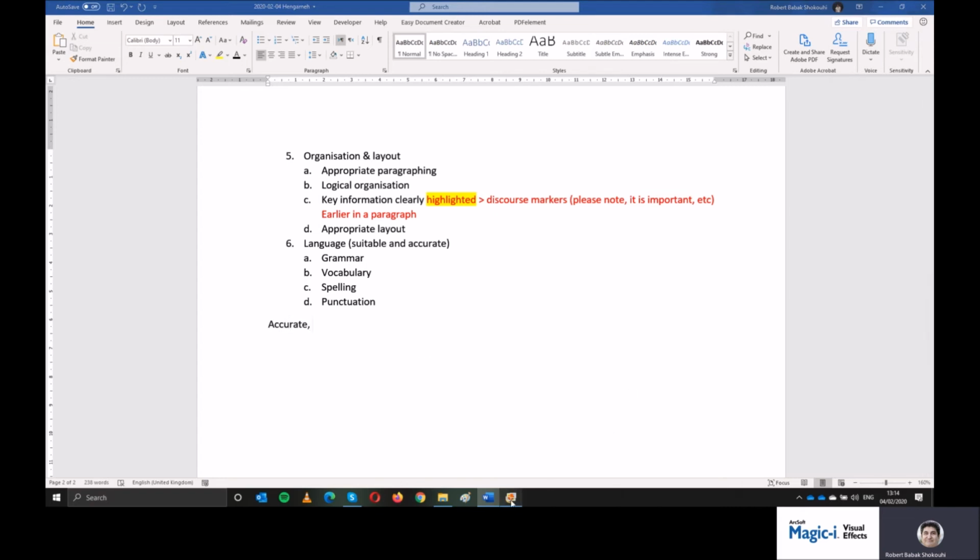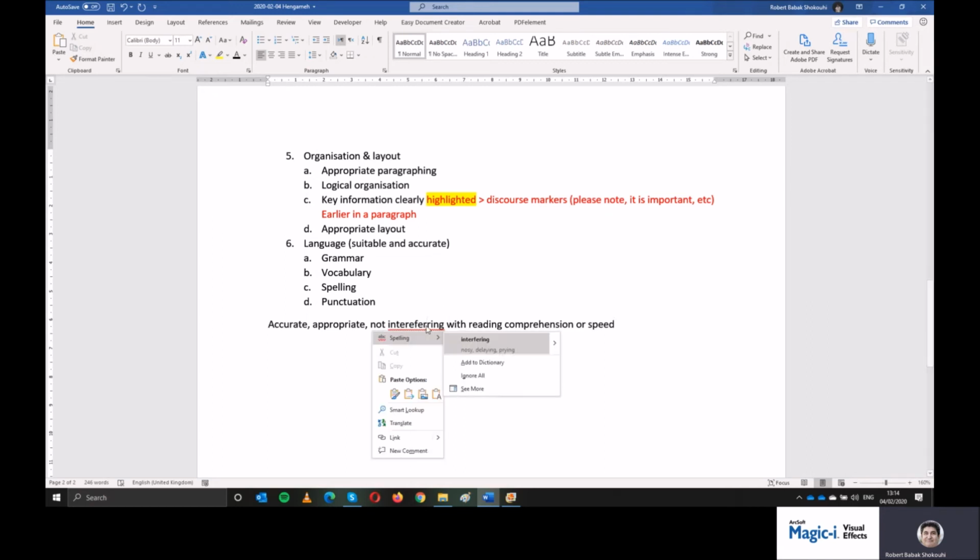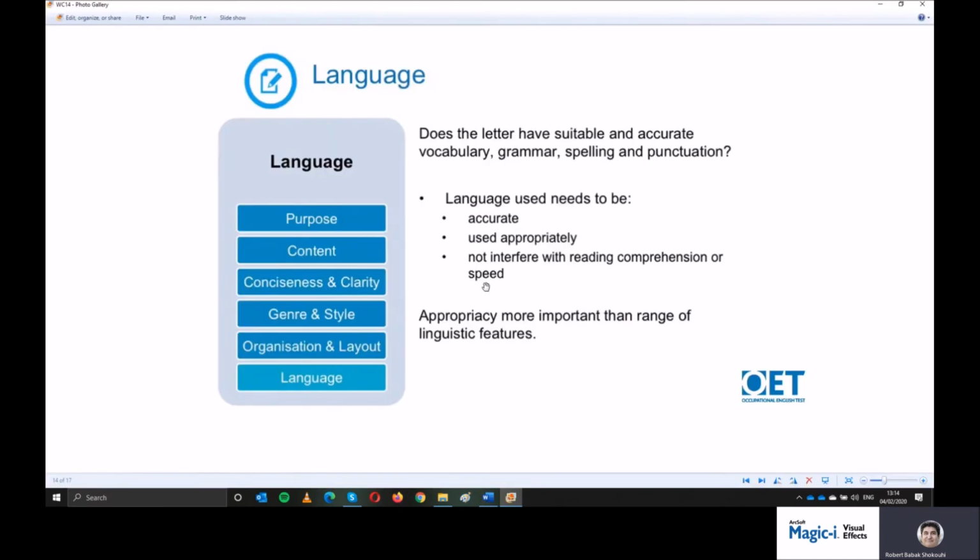What else was there? Appropriate. And not interfering with reading comprehension or speed. Okay. What does that mean? It means that the reader needs to read easily and quickly.